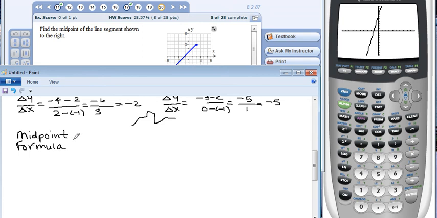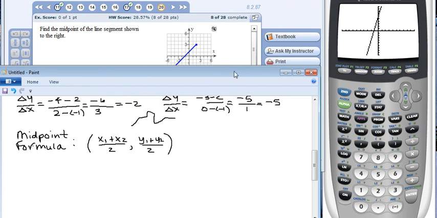The midpoint formula goes like this: x1 plus x2 divided by 2, comma, y1 plus y2 divided by 2. So this is your x coordinate and this is your y coordinate. Really all we're doing is averaging, because this is really an average.